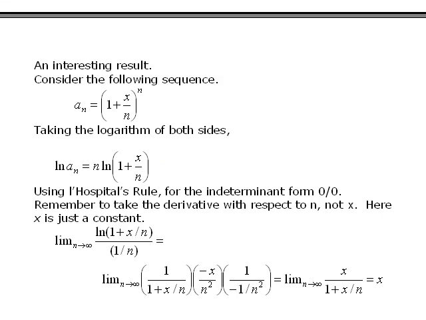This is just an interesting result. Let's consider the sequence a sub n equals 1 plus x over n raised to the nth power. What I want to show you here is that you can have a real number in the middle of your sequence, but the sequence is still with respect to n. In this case, I'm going to just make some changes. I'll take the logarithm of both sides and end up with n times the natural log of 1 plus x over n. Again, x might as well be a constant here at this stage.